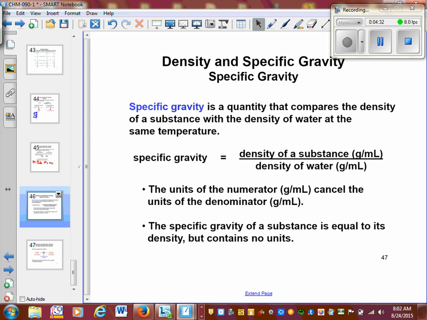Well, how do we relate density and specific gravity? Specific gravity is the quantity that compares the density of a substance with the density of water at the same temperature. So here we have specific gravity is equal to density over density. So here the units are the same. So if the units are the same, when you divide them, the units cancel. So specific gravity does not have a unit. Remember what I said, a measurement needs a number and a unit? Well, not for specific gravity.